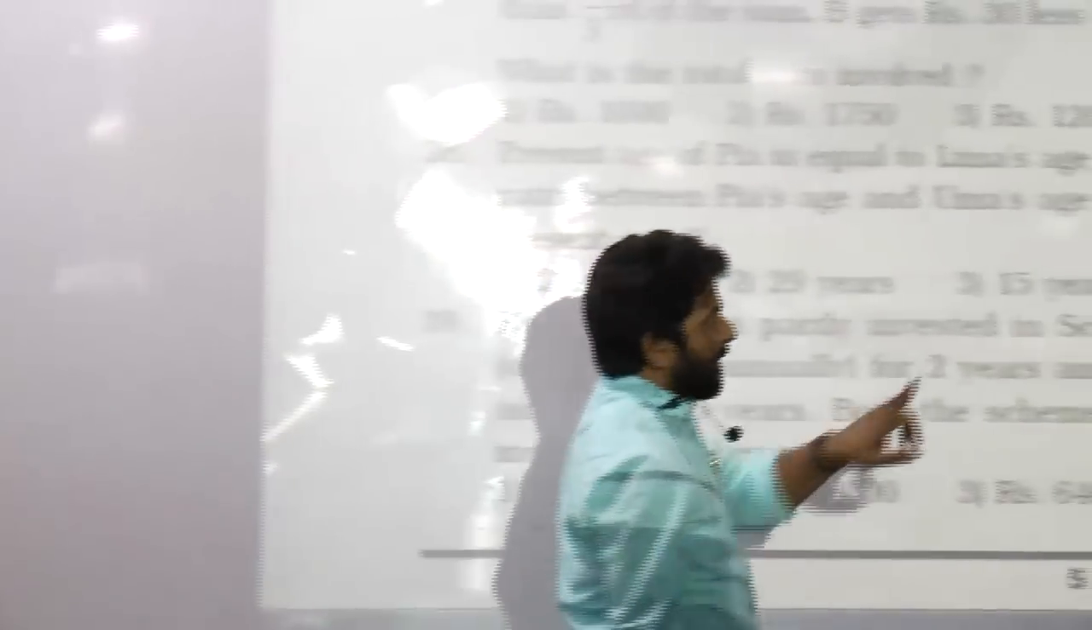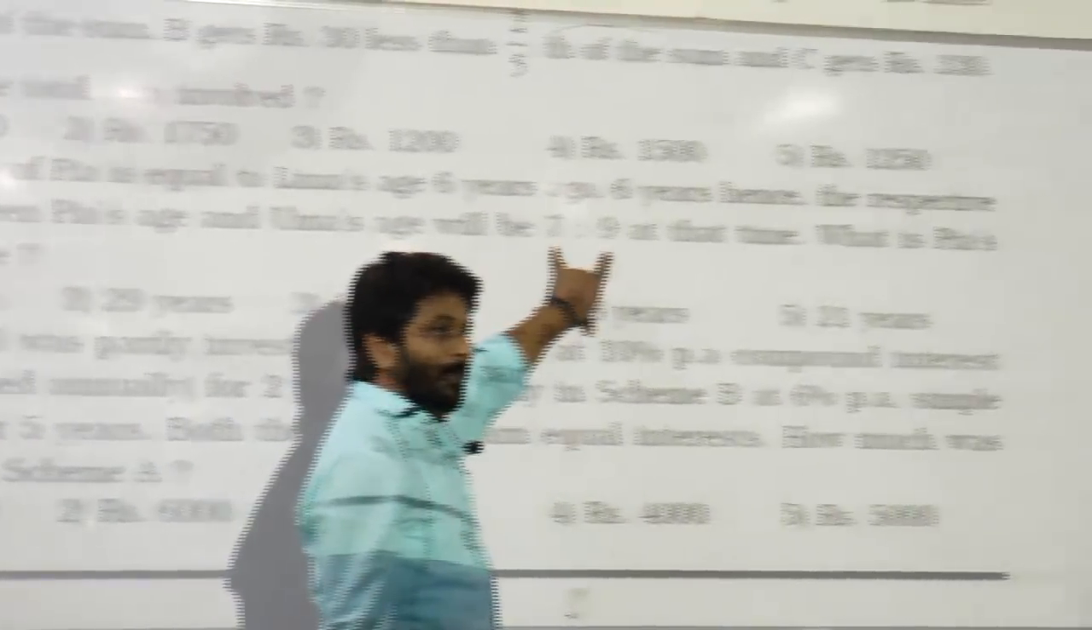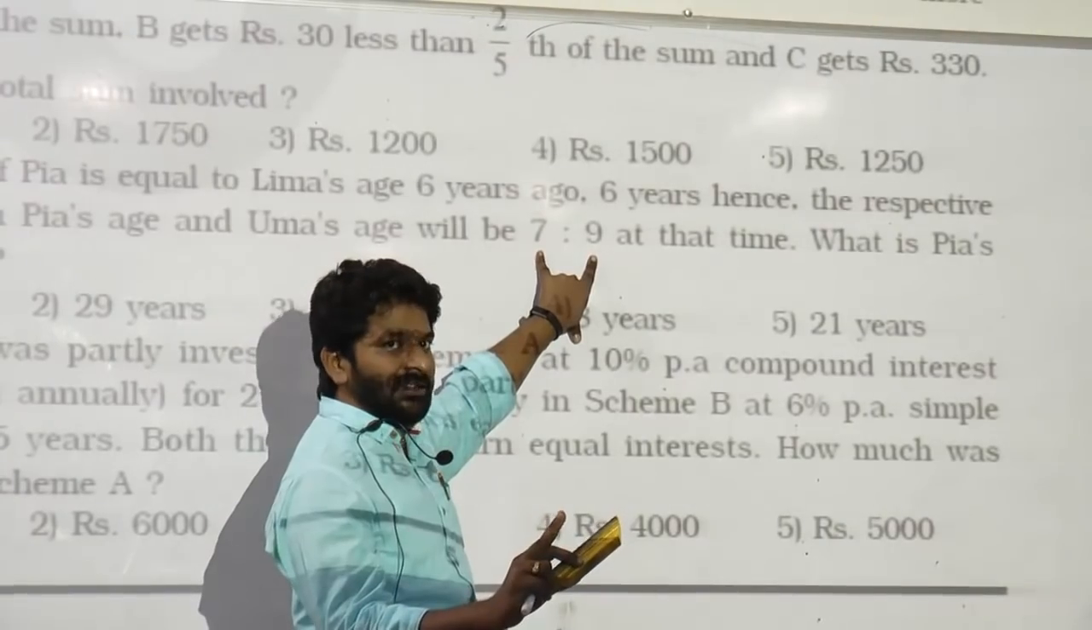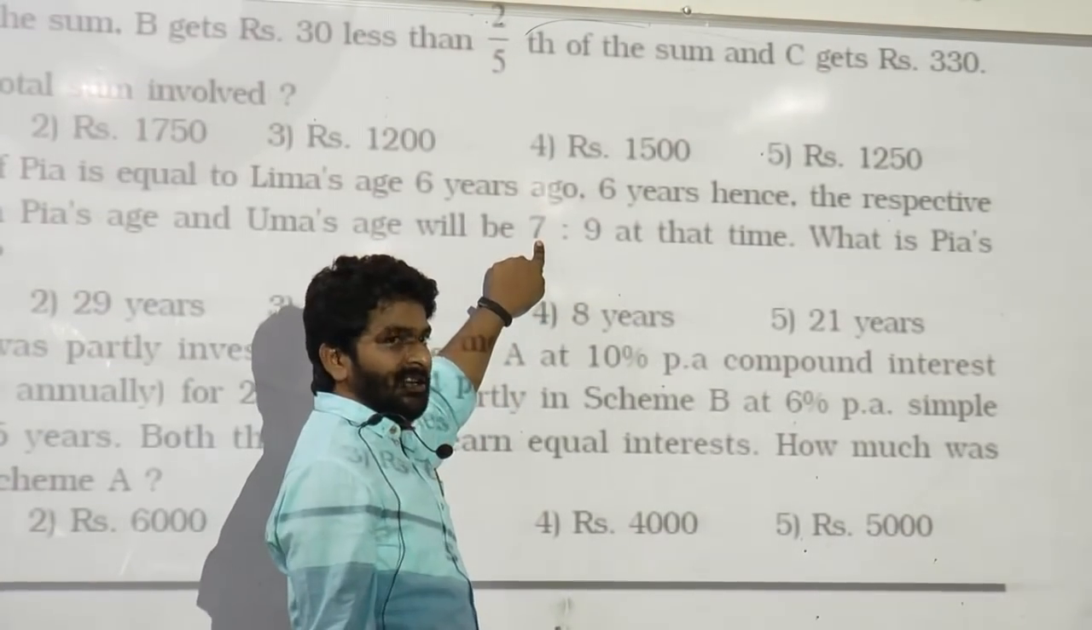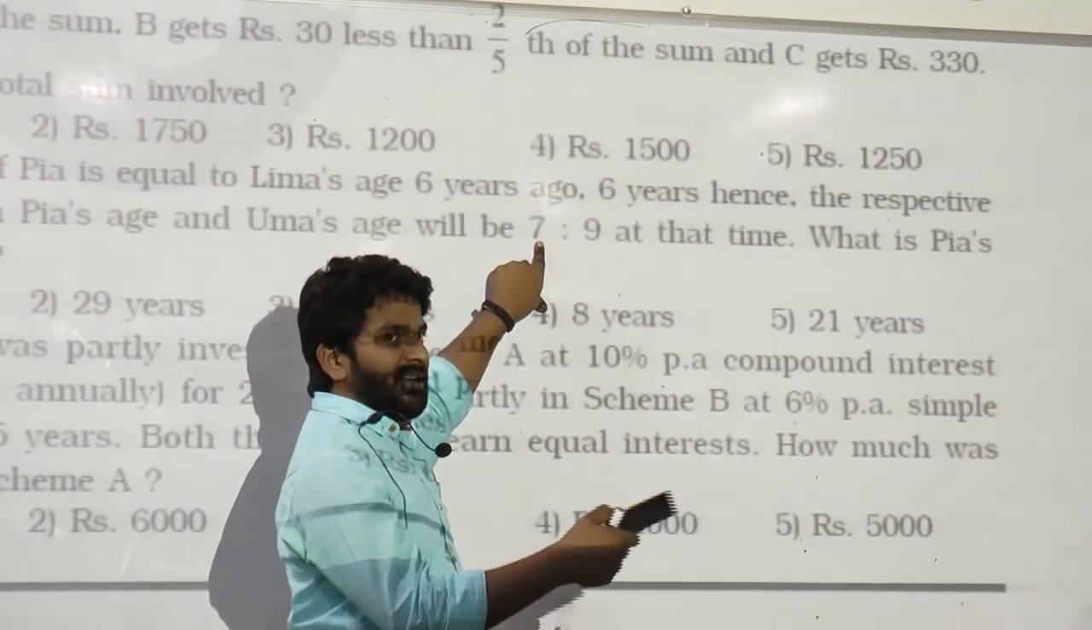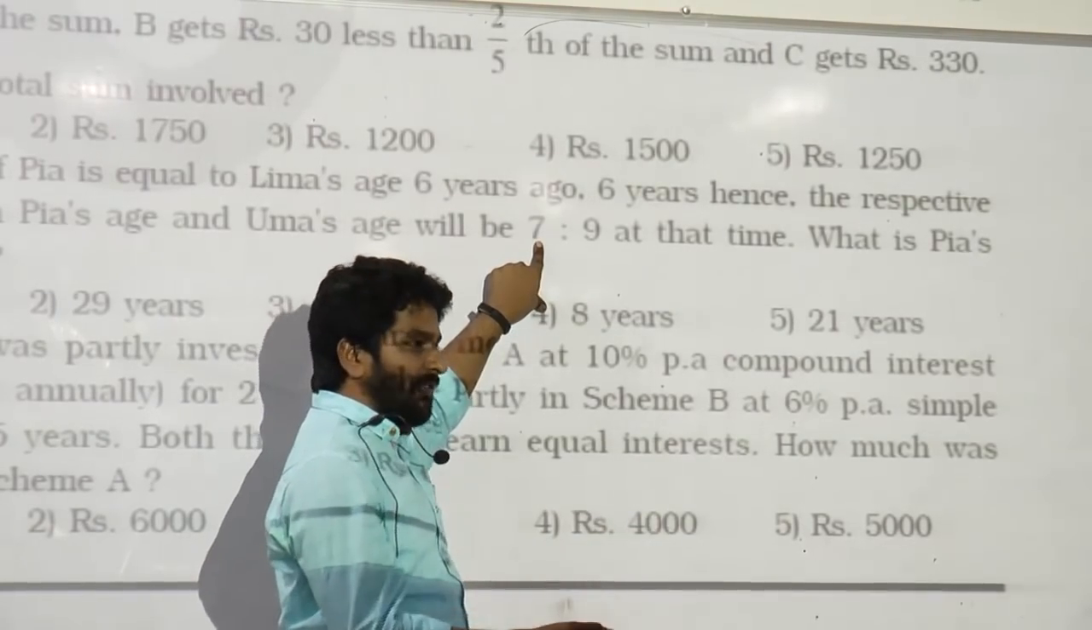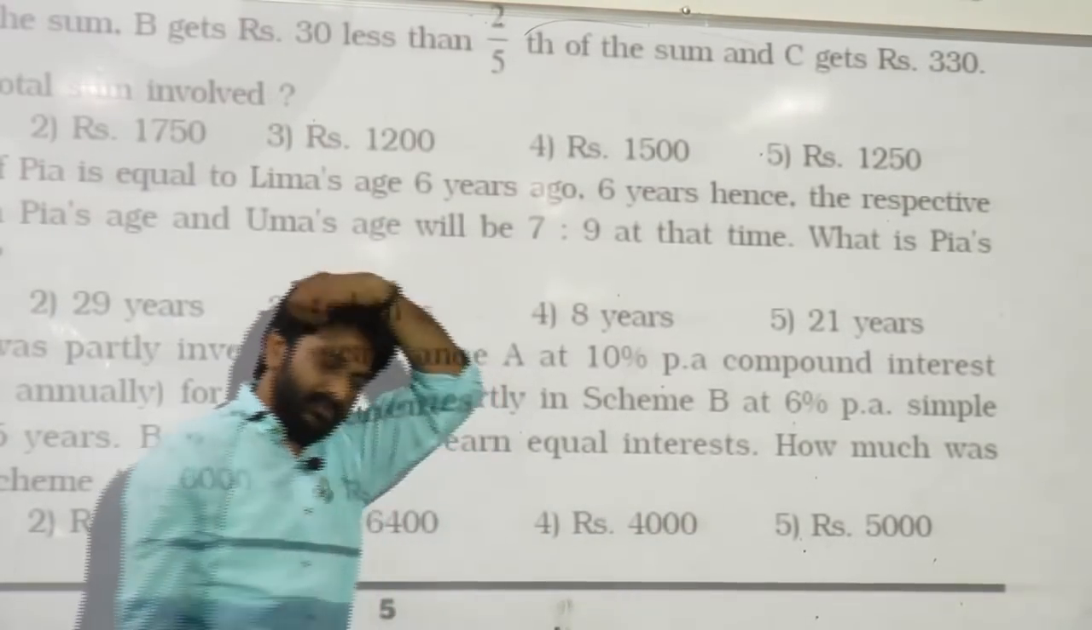In terms of number of parts, the difference is 2 parts, which is 6 years. 1 part is 3 years. 7 parts is 21 years. After 6 years, pi's age is 21. Present age of pi is 15. That's it.